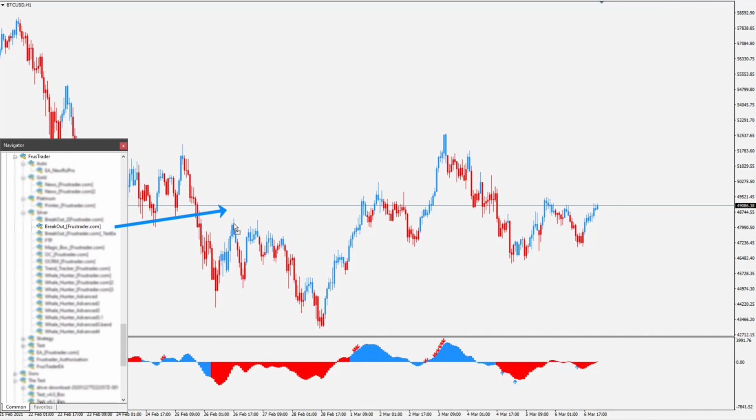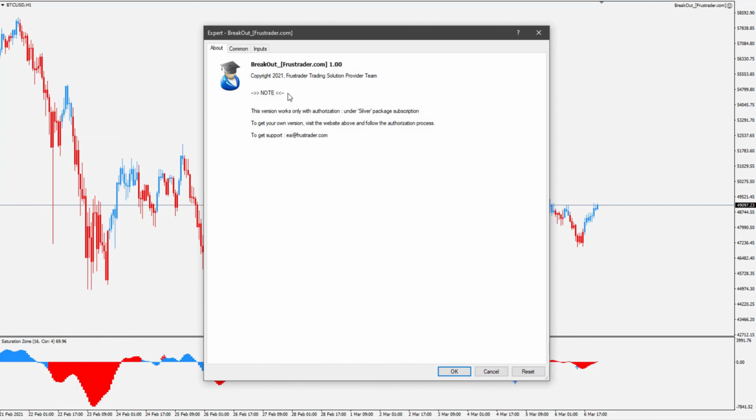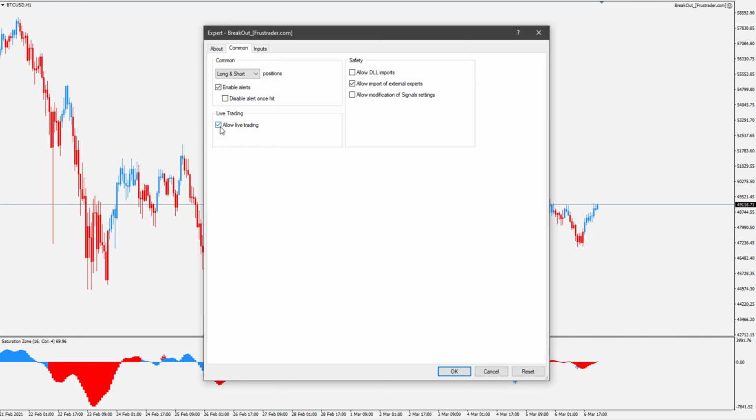Well, firstly, let's drag and drop the Breakout Expert Advisor on the chart. On the opened window, you see the name of the expert and the link that directly heads you to the product page, and an email if there is any issue, to get support. On the common tab, just make sure the option allow live trading is already ticked.